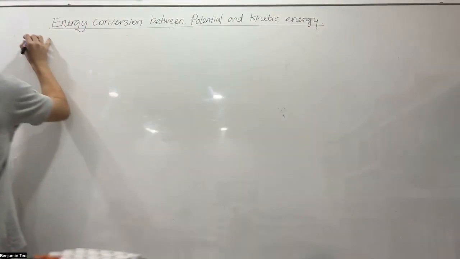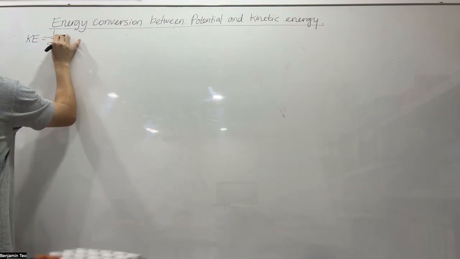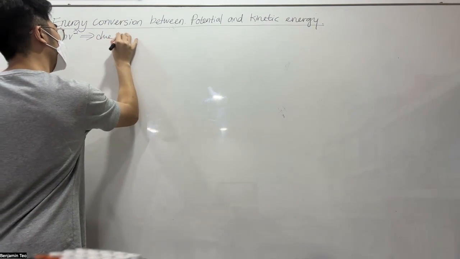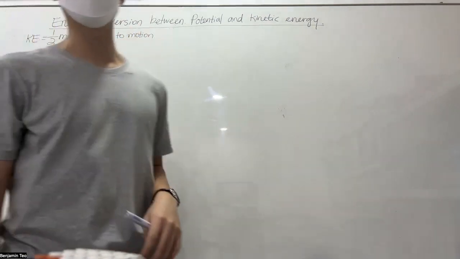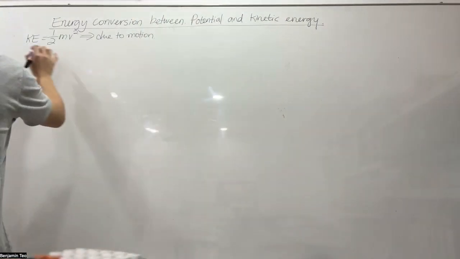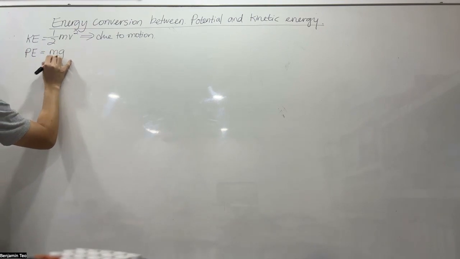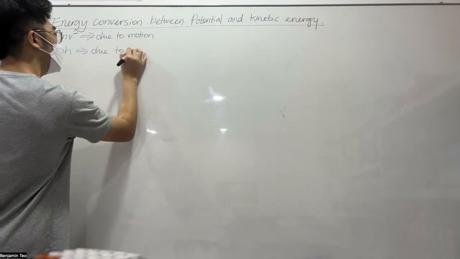Okay, so far you know kinetic energy is half mv square. Kinetic energy is due to motion. Your speed gives you kinetic energy. The faster you move, the higher your kinetic energy. Then the next one is potential energy, PE. So mgh. This is due to position.